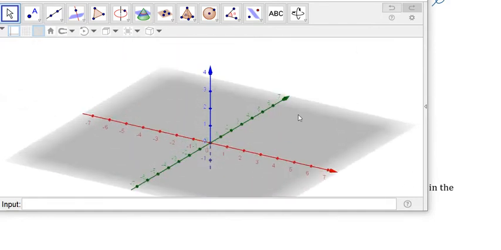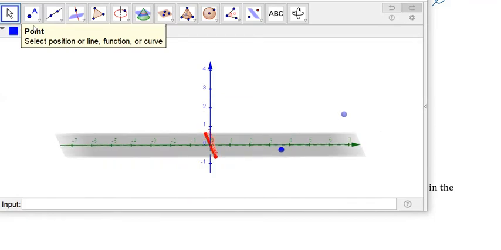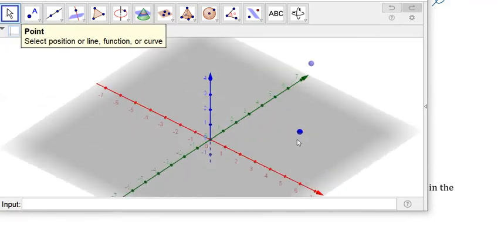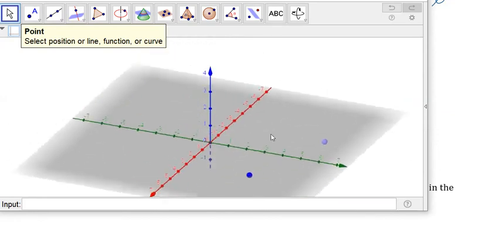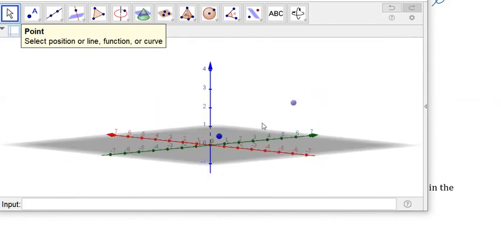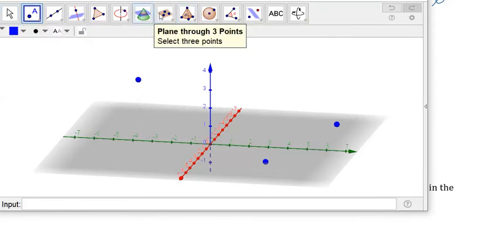So if I want to plot a point, let me move one. There we go. Now I've got 2 points. One of them is kind of in that gray lower plane, but one of them is out up in space. So that's what 3-dimensional space means. But what is a plane? Well, that's a plane.